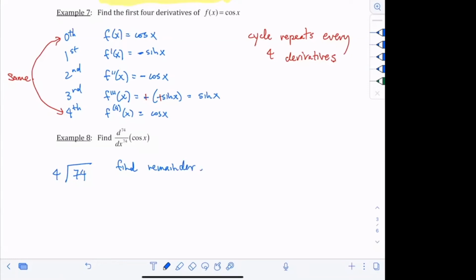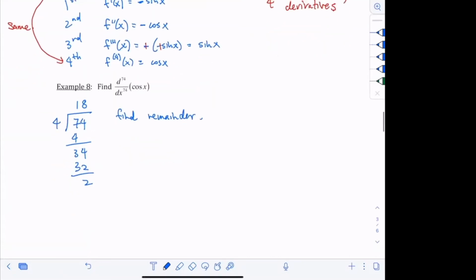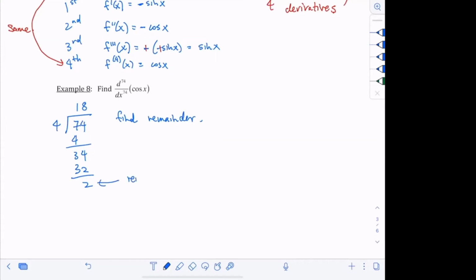So let's do some long division. So put a 1 here. 1 times 4 is 4. I subtract, I get 3. Bring down the 4 like this. And then I can put an 8 here. 8 times 4 is 32. So then I get 2 over here. And because 2 is less than 4, that 2 is my remainder. So the remainder is 2.